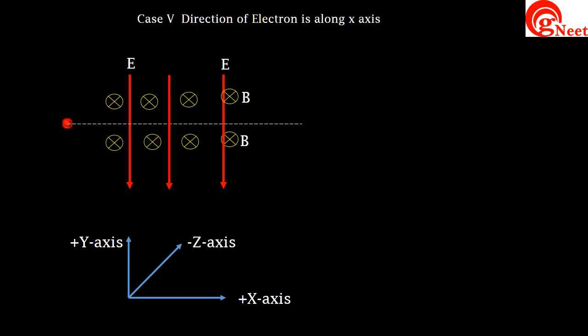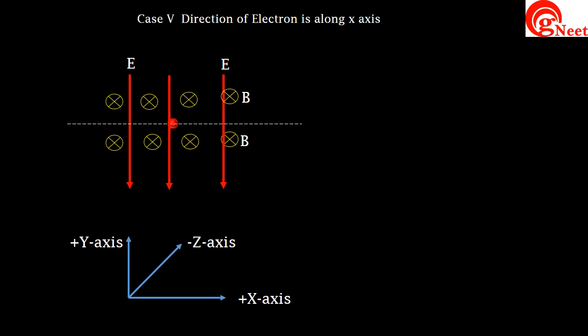Now let's examine the case 5. We have changed the direction of electric field. Now it is along the negative y-axis. Direction of a magnetic field is kept as earlier. Electron enters the region along the x-axis. Thus the direction of electron, direction of electric and magnetic field are mutually perpendicular.